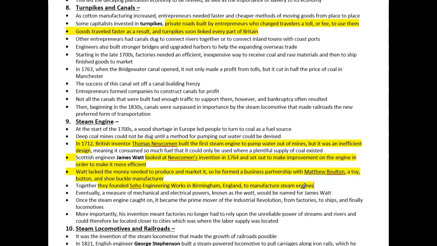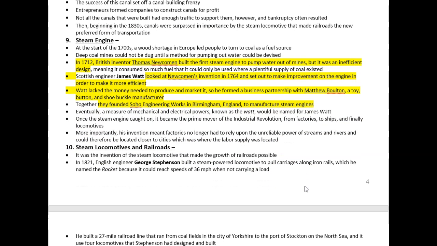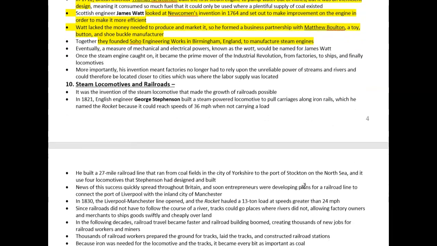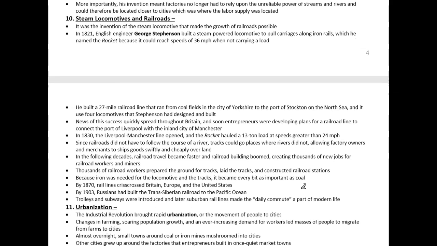Eventually, a measure of mechanical and electrical powers known as the watt would be named for James Watt. Once the steam engine caught on, it became the prime mover of the Industrial Revolution, from factories to ships, and finally, locomotives. More importantly, his invention meant factories no longer had to rely upon the unreliable power of streams and rivers, and could therefore be located closer to cities, which was where the labor supply was located.